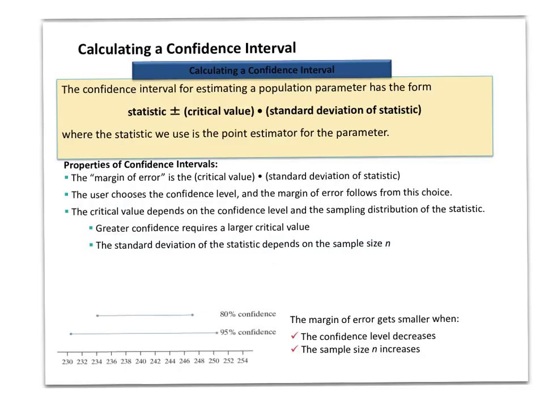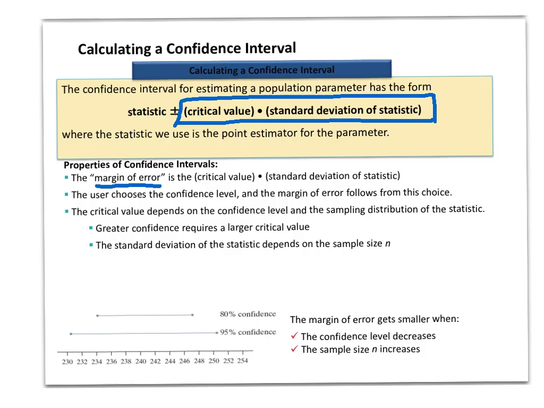So the confidence interval for estimating a population parameter would be your statistic plus or minus your critical value times the standard deviation of the statistic, where we call the statistic the point estimator, meaning that's the mean of our sample or proportion of our sample, and we're going to use that to estimate what's going on with the whole population. A couple things you need to be aware of: the margin of error, which I use a lot in the AP exam, is this part of our confidence interval formula. It's the part after the plus minus sign. So in this case, it's the critical value times the standard deviation of the statistic. So please record this in your notes.